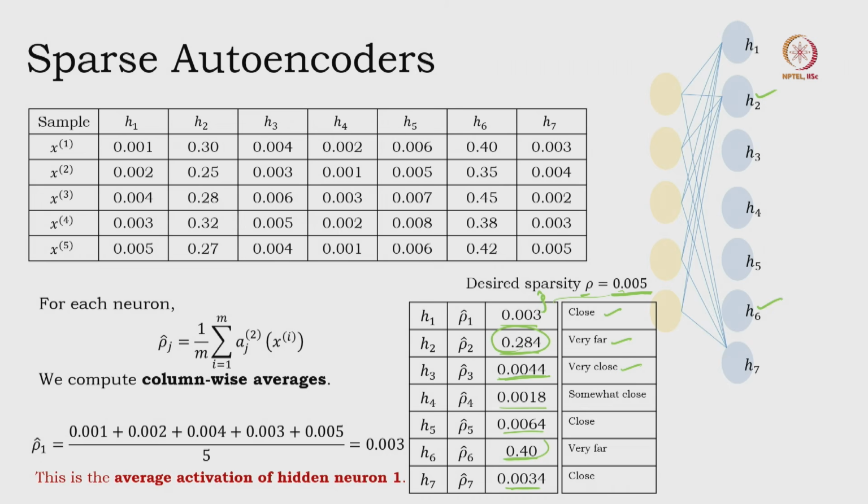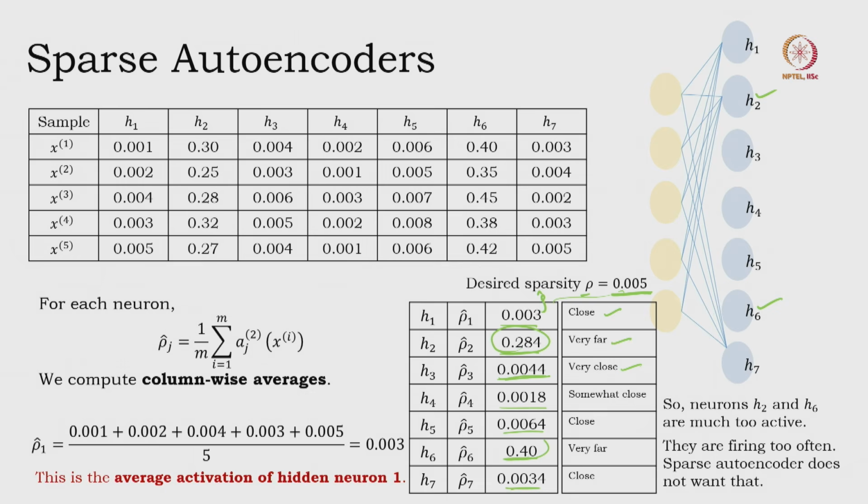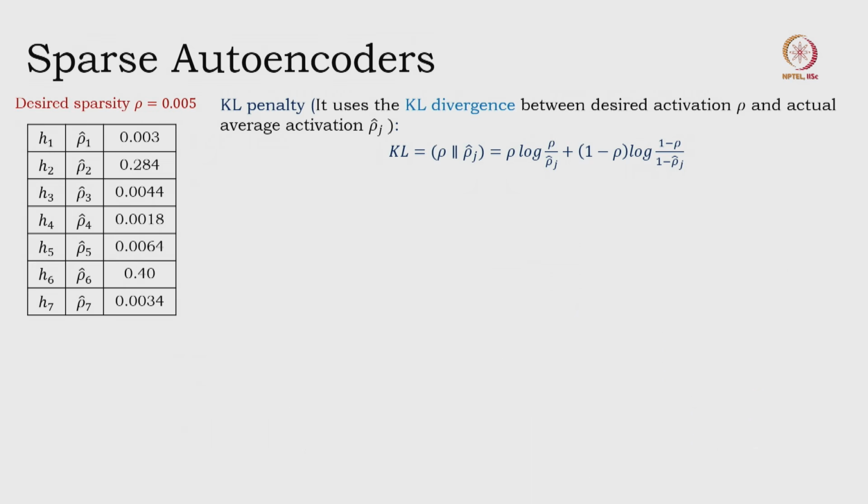Why should the penalty be given? Because on average, it is these two neurons which are active most of the time. The sparse autoencoder doesn't want this. So neurons H2 and H6 are much more active, therefore they are firing too often. The sparse autoencoder does not want this, so it has to give the penalty. How will it give the penalty?